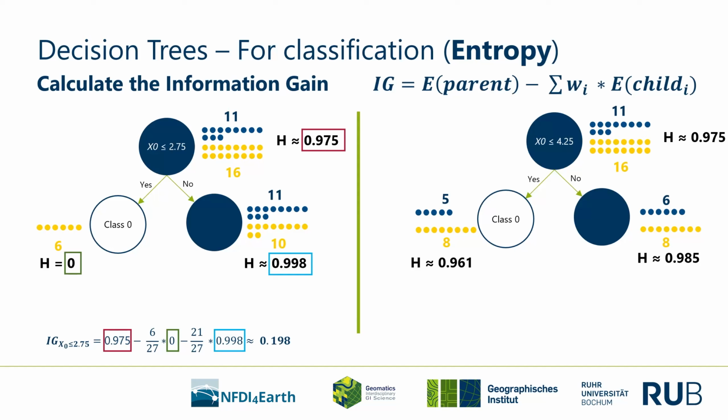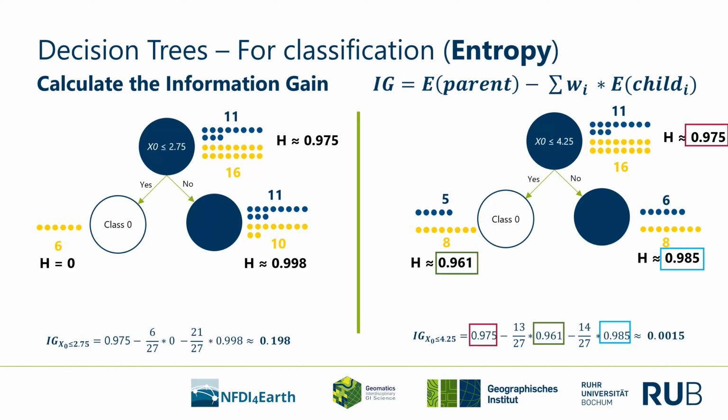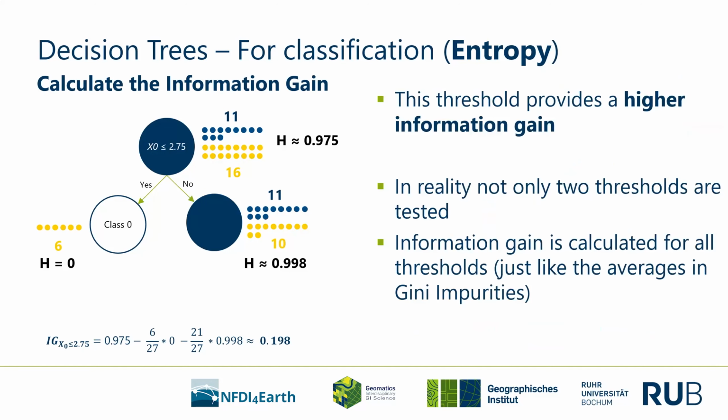Information gain is defined as the difference between the entropy of the parent leaf minus the probabilities in the child nodes weighted by their entropies. When we plug the numbers into the formula, we get an information gain of 0.198 for the threshold of 2.75, and an information gain of only 0.0015 for a split with a threshold of 4.25. With information gain, a higher gain indicates a better split. Unlike in this simplified example, in reality, all possible thresholds must be tested.